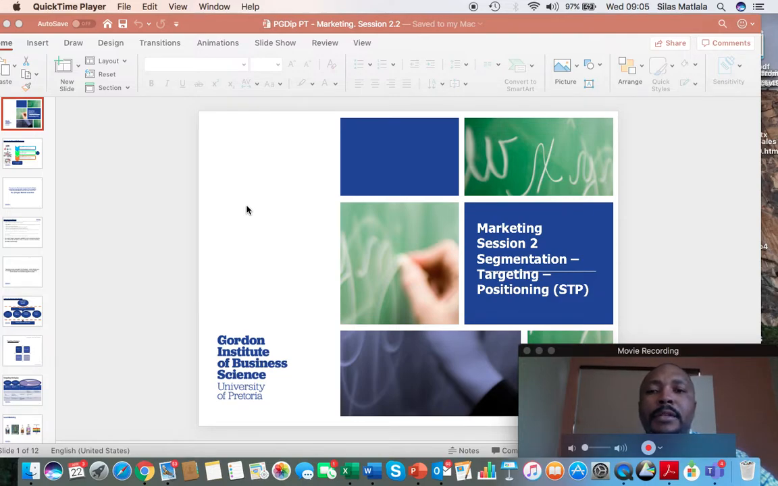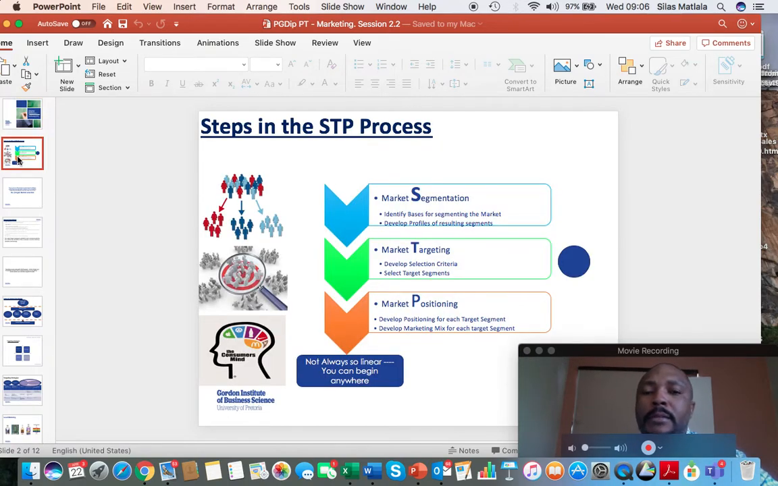In this second piece of the STP process, we focus on the targeting piece. And I think it's imperative to emphasize that, and I'm going to repeat it again. Whilst the STP process may suggest that you segment, target, and position, it is not always the case. It is not always a linear case.